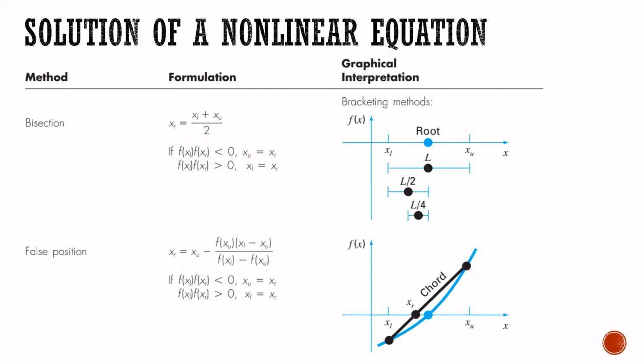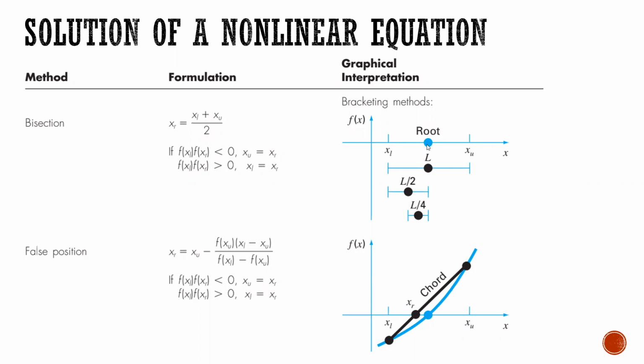In this video, we will be covering solution of a nonlinear equation. Firstly, bisection method. As you can see in the graph, we consider 2 points xl and xu such that the function value at these 2 points is of opposite sign. So this guarantees that there is a root between this interval using the intermediate value theorem.